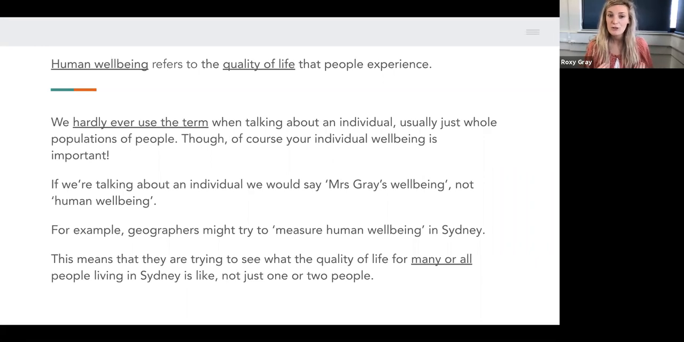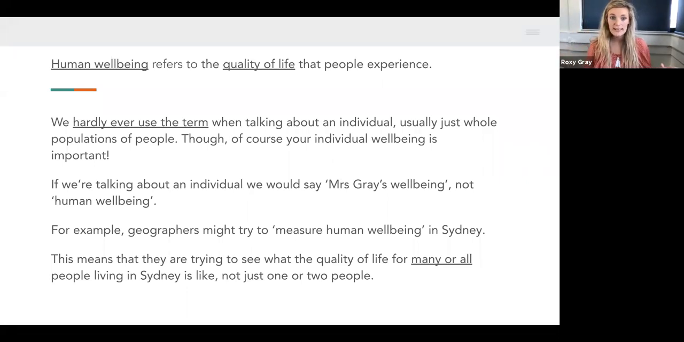Firstly, we hardly ever use the term human well-being when we're talking about an individual. So when we say human well-being, we're usually just talking about whole populations of people. But that doesn't mean that your individual well-being isn't important or a contributing factor to overall human well-being. It is, and we're going to talk about that in a little while.